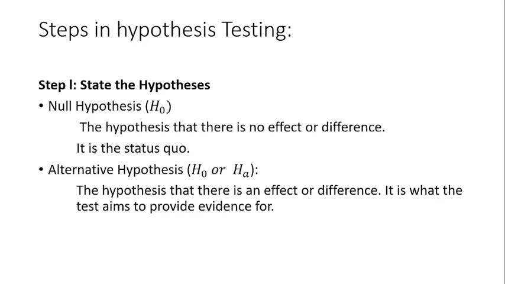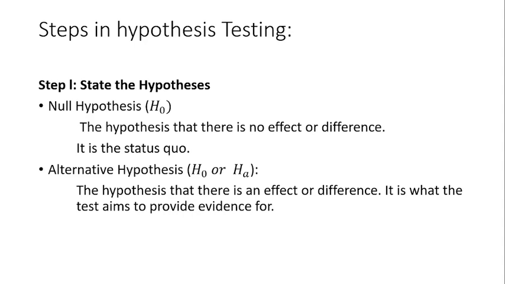So these are the steps. I already started explaining it. The steps involved in hypothesis testing: first, you state the hypothesis. You state the null hypothesis, which shows that there is no effect or difference in the status quo. What does status quo mean? The status quo is what you are saying is in existence.